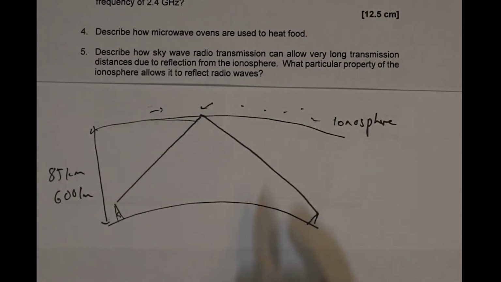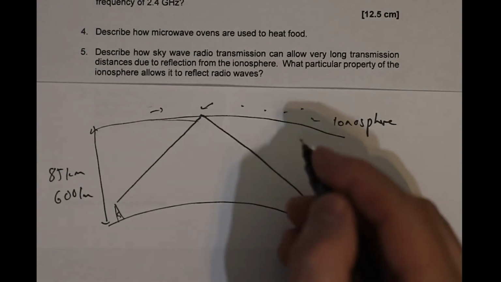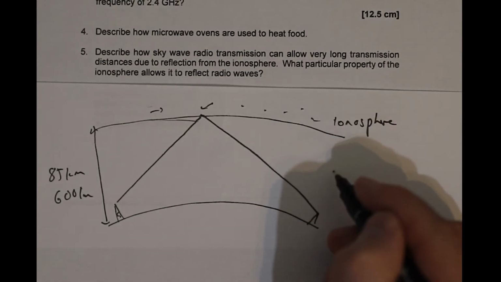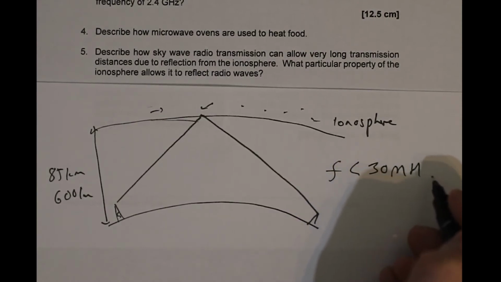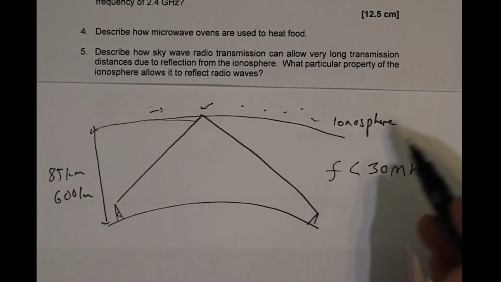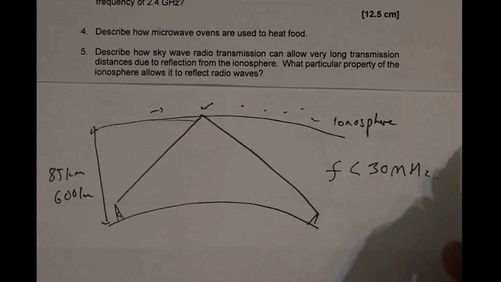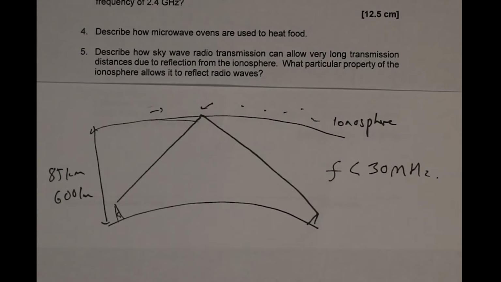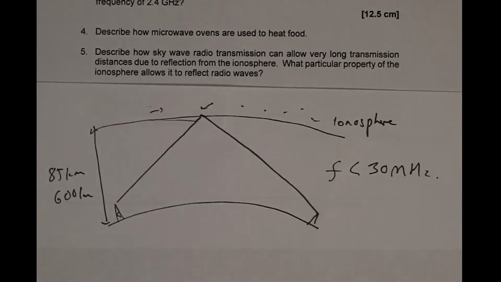but we do have to be a bit careful because the reflection is most effective for waves that have a frequency which is lower than 30 megahertz. Okay, so basically higher frequency waves, we don't get that same reflection behavior. We're dealing with much lower frequencies to get these long travels and long distance communication. But the particular property of the ionosphere is these charged particles that cause that reflection to happen.